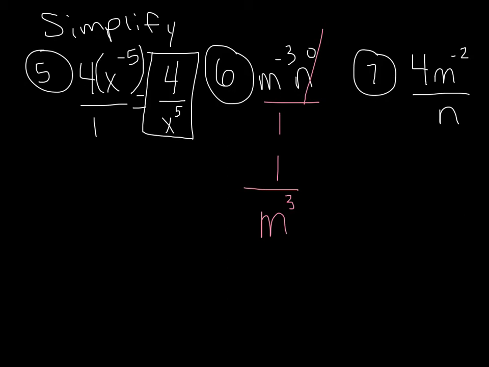That negative 2 is only attached to the m. So the 4 can stay on top because there's no negative exponent with it. The n is on the bottom. There's no negative exponent, so it doesn't need to move. But the m needs to move to the bottom. So you have m, and it's to the positive second power now. So the only things you need to move are if they have negative exponents. So in your answer, you cannot have negatives, and you cannot have to the 0 power.